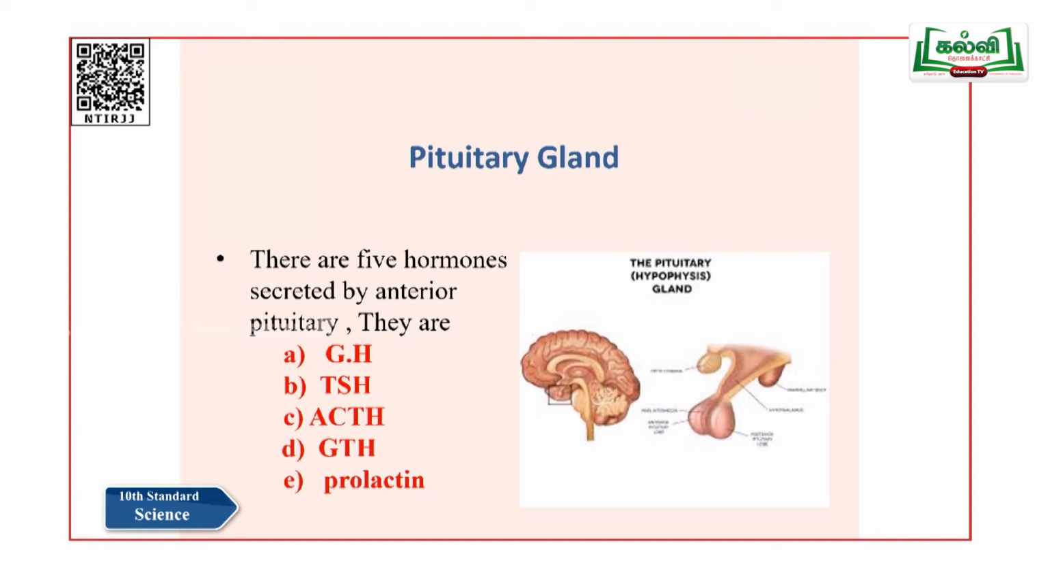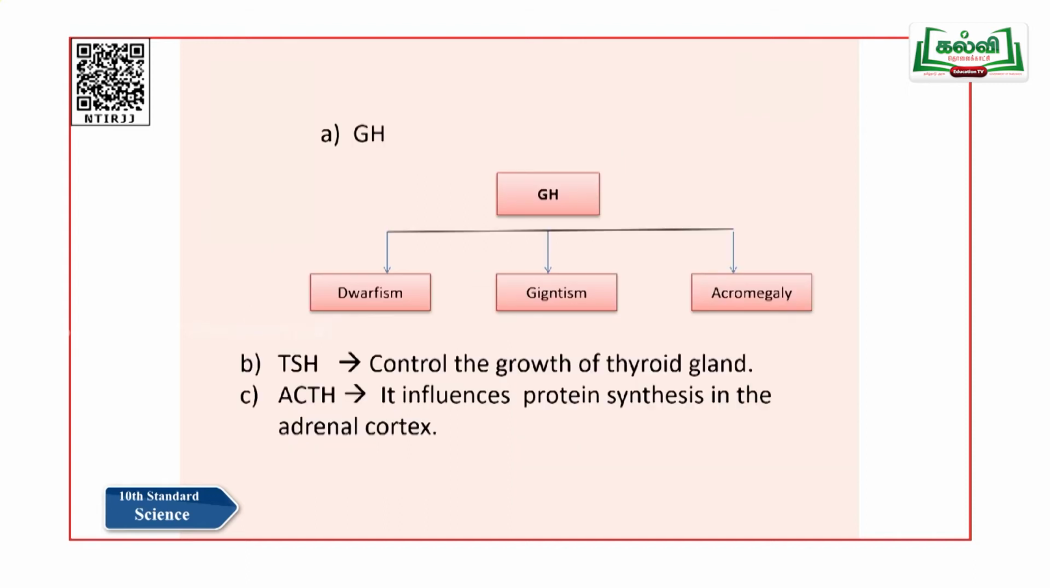They are called GH. What is GH? GH is growth hormone. The second one is TSH, thyroid stimulating hormone, the third one is ACTH, adrenocorticotrophic hormone, the fourth one is GTH, gonadotrophic hormone, and the fifth one is prolactin. These are all 5 hormones, each with specific functions which are so important for controlling the entire hormonal system.